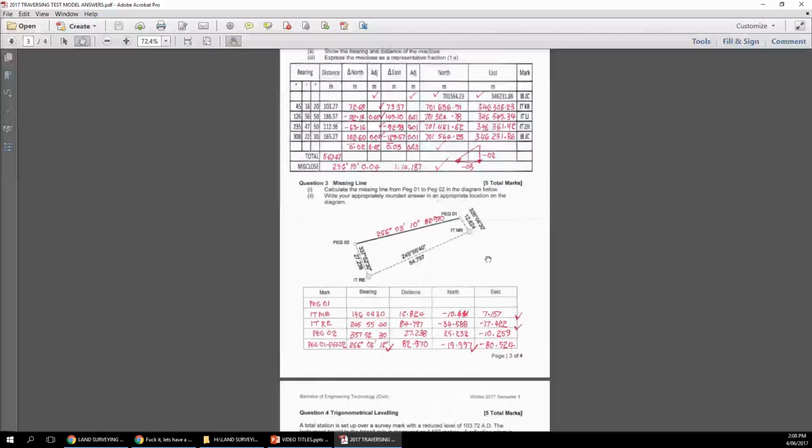All right. So peg 1 to ITMB. These are all done as radiations from the mark out. So straight away, you should know that you're going to have to reverse that.